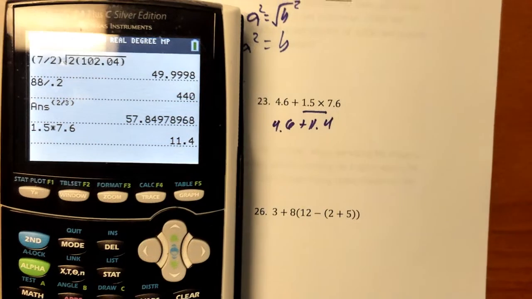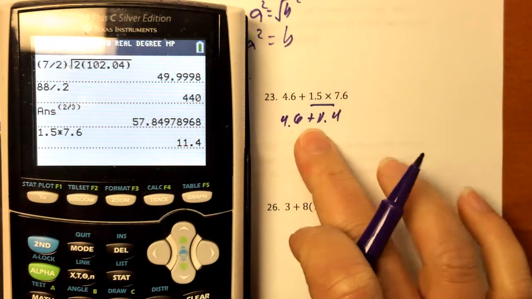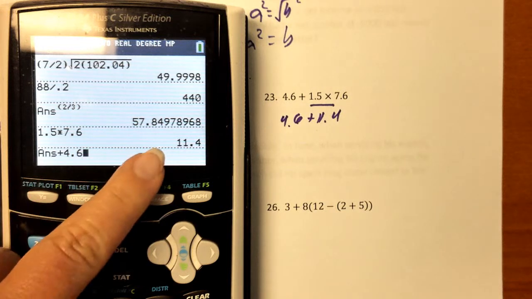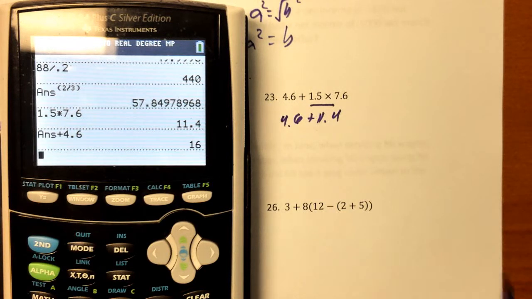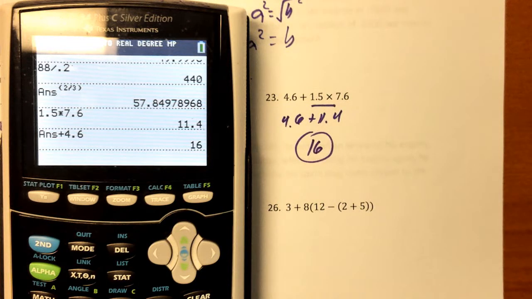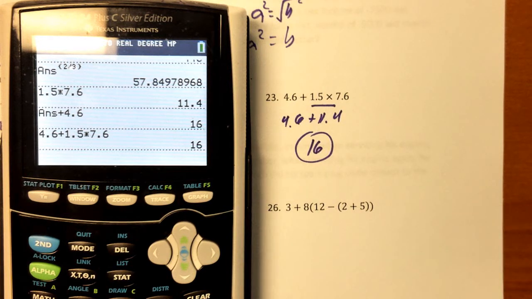Now watch this little trick here. I've already got the 11.4 and I'm just adding it, so I'm just going to put plus 4.6. And my calculator knew to take that last number and just add the 4.6. Okay? And we get 16. Now, if you want to speed it up and you just want to type the whole thing in originally, 4.6 plus 1.5 times 7.6, your calculator does know order of operations and will follow that. So either way, if you just want to let the calculator do it, that's fine, and you'll get your 16.